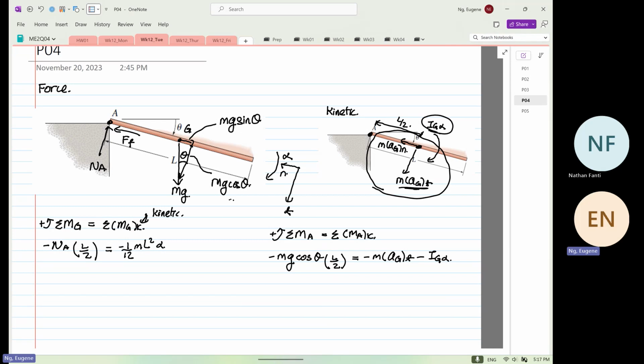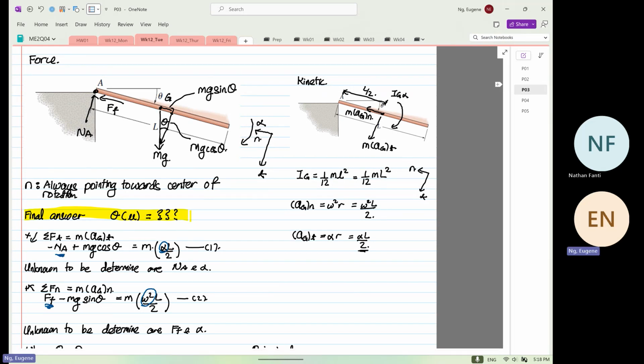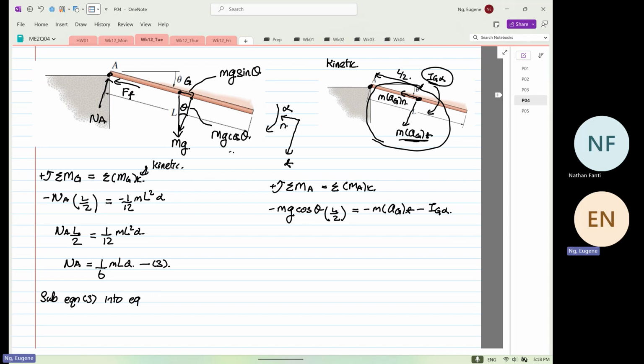So over here, we have NA L over 2 is equal to 1/12 mL squared alpha. So from here, we know that NA will be equal to 1/6 mL alpha. Okay, 1/6 L. So this will be our equation number 3. So knowing our NA now, okay, if we look at our previous equation, you substitute equation number 3 into equation number 1.